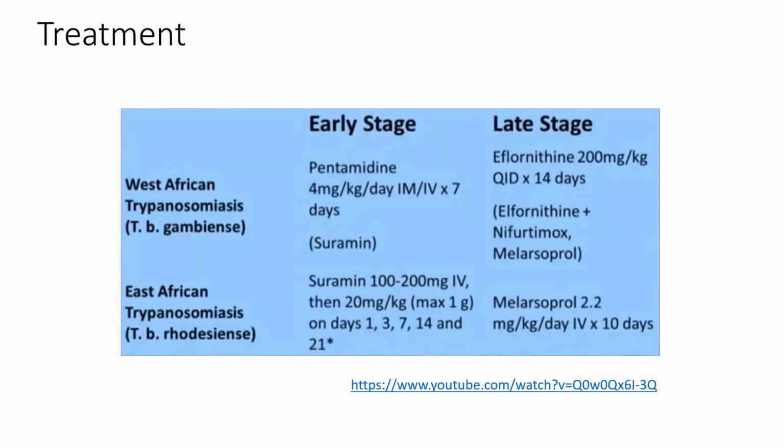Treatment for the early stage depends on the species as well. For gambiense, we can treat the patient with pentamidine for the early stage, or suramin. At the late stage of gambiense infection, you can treat the patient with eflornithine, and sometimes eflornithine plus nifurtimox, or melarsoprol. For rhodesiense infections, the early stage can be treated with suramin, and the late stage has to be treated with melarsoprol.